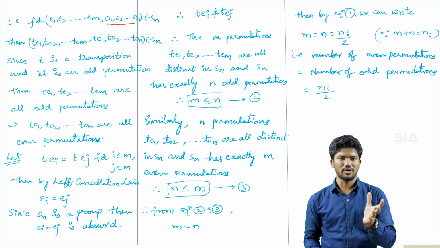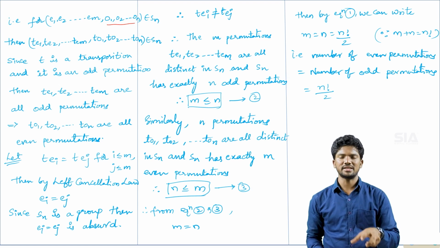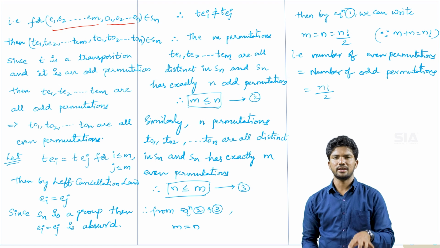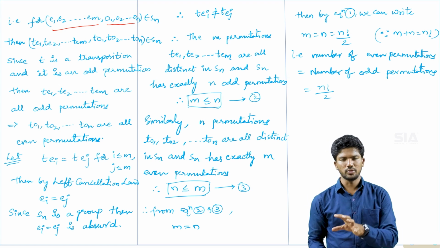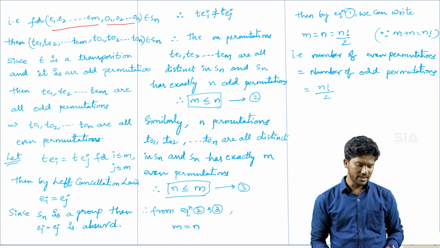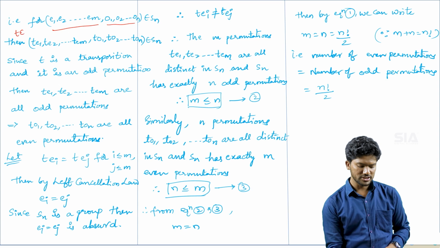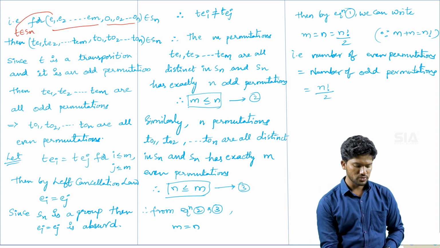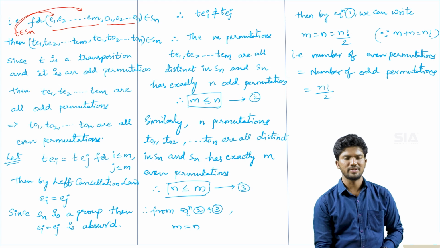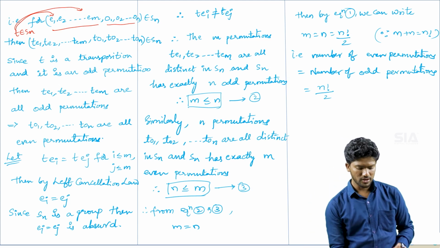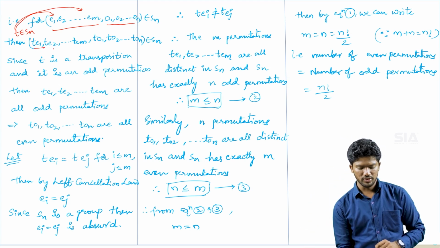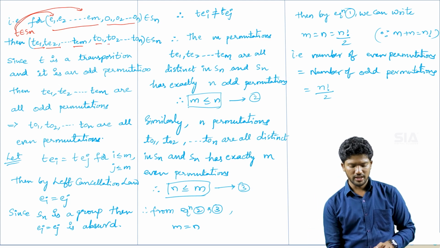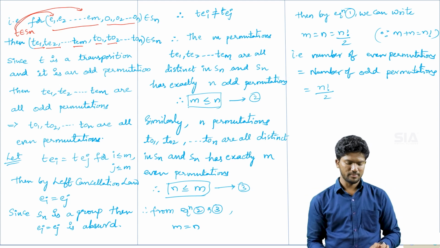To prove the closure property, you have to take the elements first of all in that set. I am taking these two elements E1, E2, up to Em, O1, O2, up to On, and small t is the one transposition belonging to S suffix n. Now for this t and these elements we have to apply multiplication. Then you will get t into E1, t into E2 up to t into Em, and t into O1, t into O2 up to t into O suffix n belonging to S suffix n.